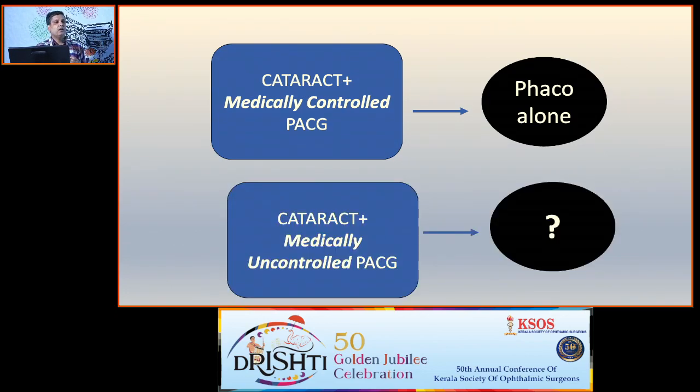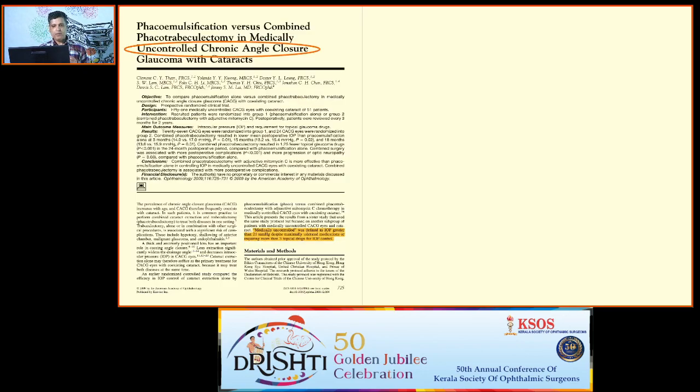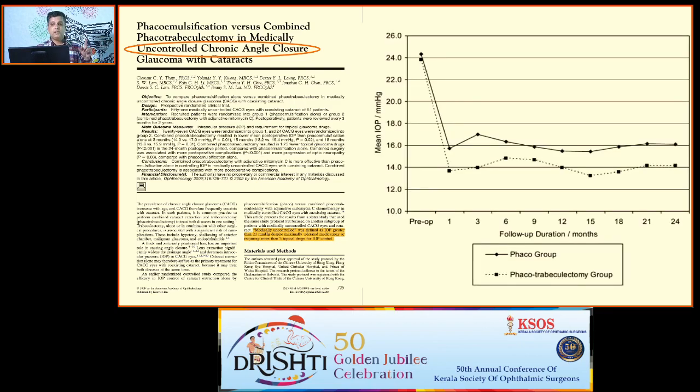What about medically uncontrolled PACG? So this is exactly what Dr. Tham looked at in this study, which looked at only the cohort of patients with medically uncontrolled PACG. Again, medically uncontrolled here simply refers to pressures greater than 21. So you can see that the phacotrab group had lower pressures at all time points. But even the phaco alone group had a significant reduction of intraocular pressure in all time points.